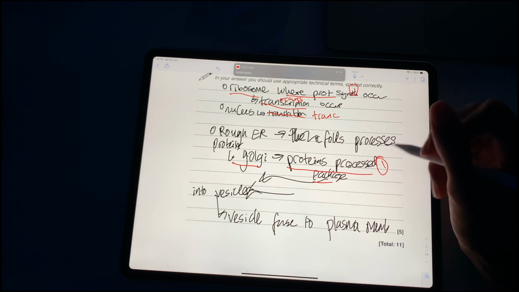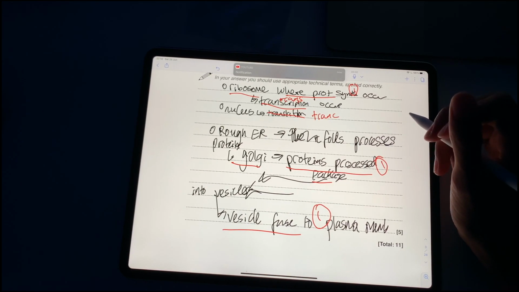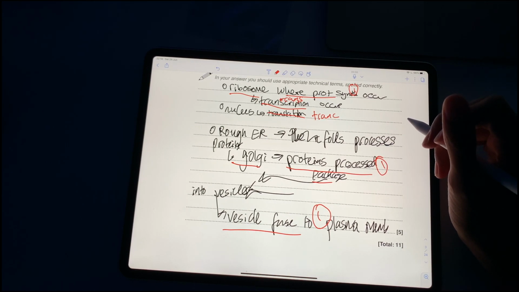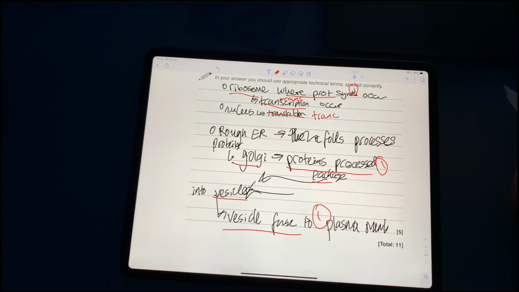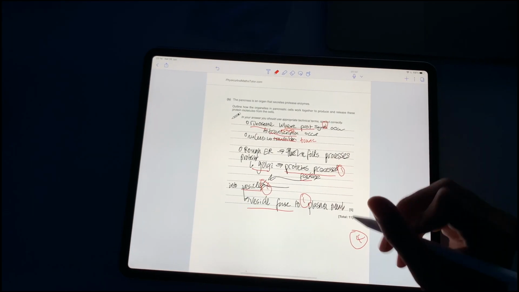Vesicles fused to plasma membrane. That's another mark. Vesicles for transport. Oh, I didn't say transport, but I did say vesicle. Let's just give myself a mark. I probably didn't get it, but let's just say I got 4 and probably 3.